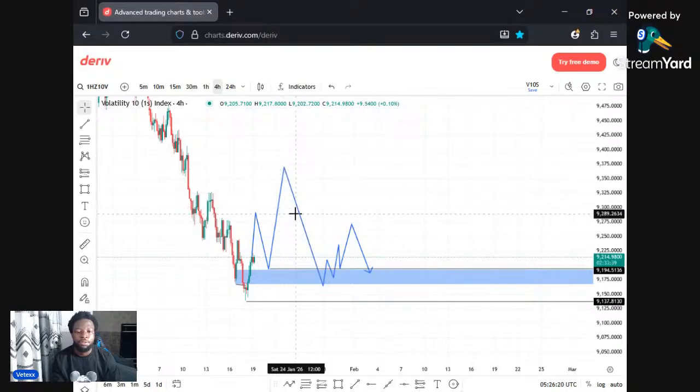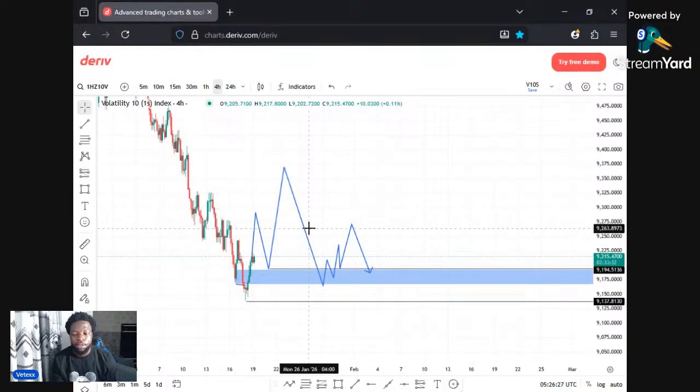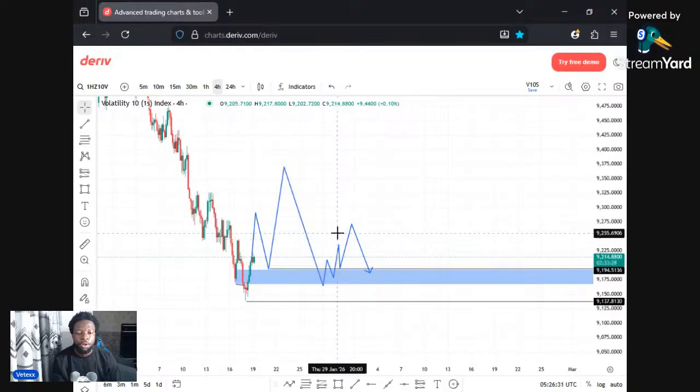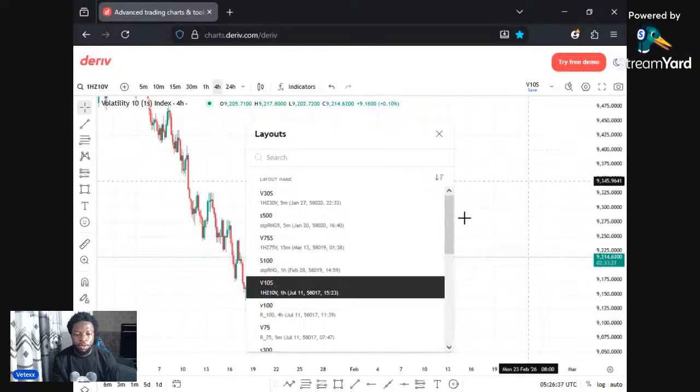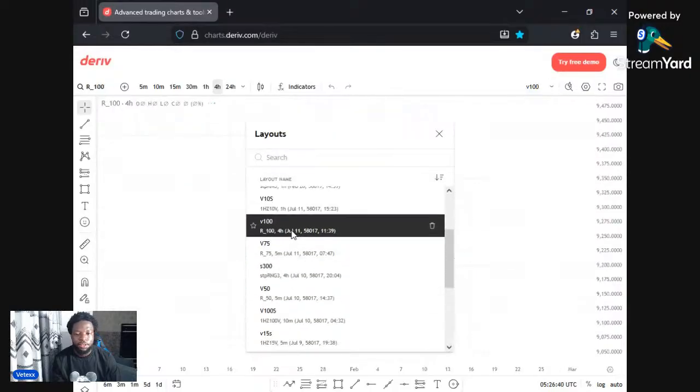You can set your take profit level to be at 1 to 2, 1 to 3, 1 to 4, whichever one you like. For me personally, I set my take profit level to around 1 to 3 and 1 to 4. So currently, there is nothing on V10S. So we move on to the next pair, which is volatility 100.